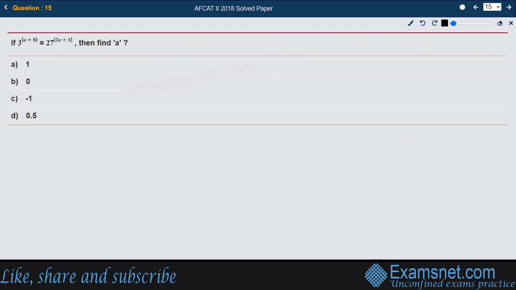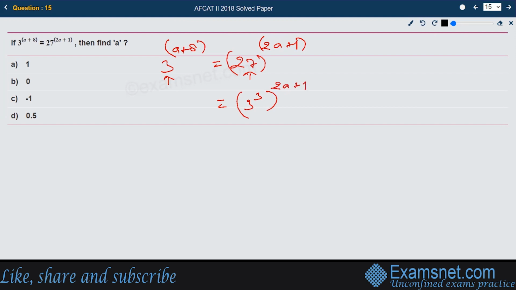Now, there's a question: 3 to the power A plus 8 is equal to 27 to the power 2A plus 1. We are supposed to find out A. If we have the same number over which the power has been raised on both left hand side and right hand side, then obviously we can compare the powers and we can find out A. So let me convert 27 in terms of 3. This can be written as 3 to the power 3, over 2A plus 1. And this is 3 to the power A plus 8 still going on.